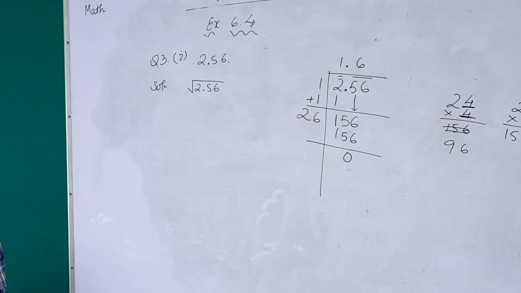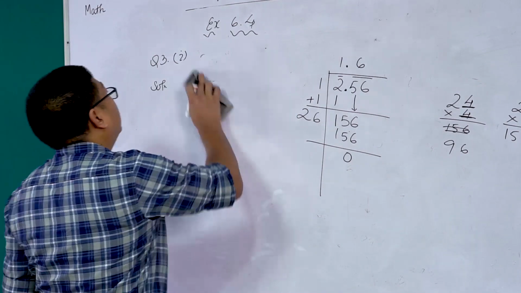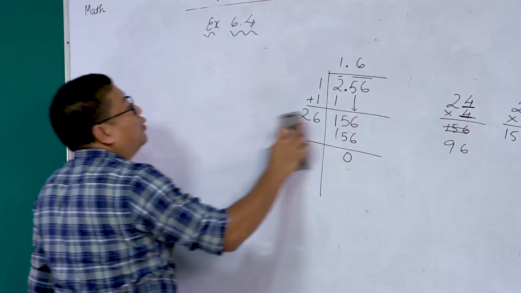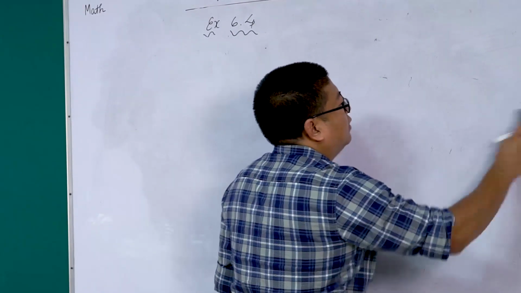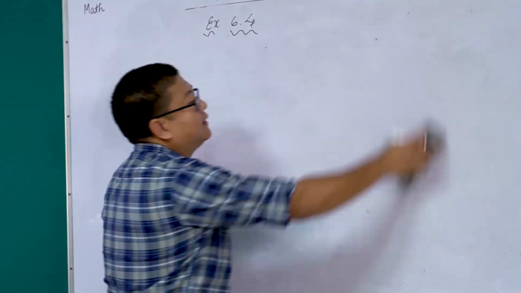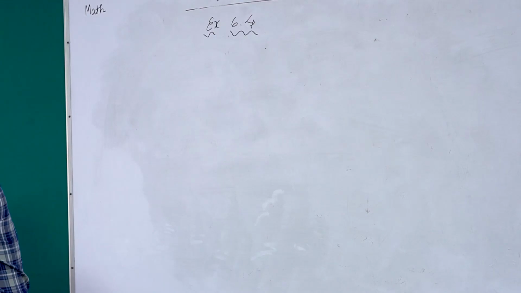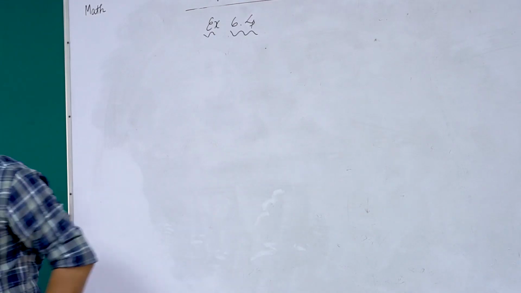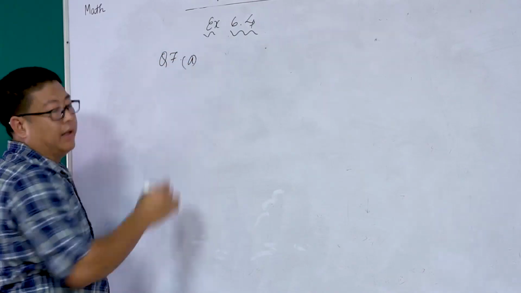Now we'll go straight to question number 7. All of them are more or less the same. We simply have to understand the logic behind the long division method. Now, question number 7, A.